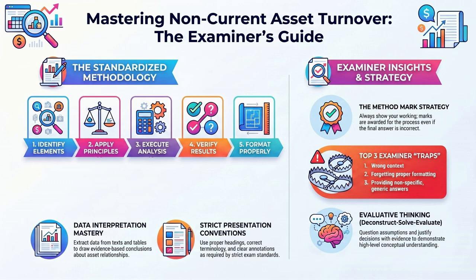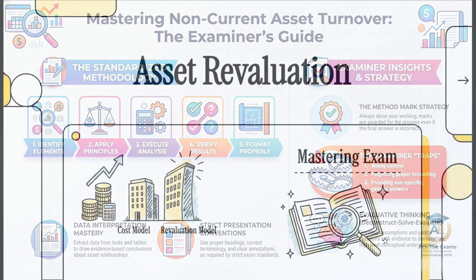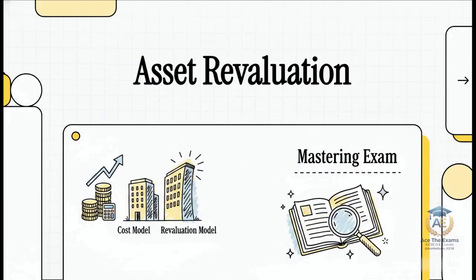Okay, let's dive into this. If you're sitting for the Cambridge Accounting AS and A-Level 9706 exam, you need to listen up, because what we are covering today is an absolute game changer. Mastering the revaluation of non-current assets, and specifically navigating that incredibly tricky divide between the cost model and the revaluation model, well, it just isn't a nice to have. It's absolutely essential.